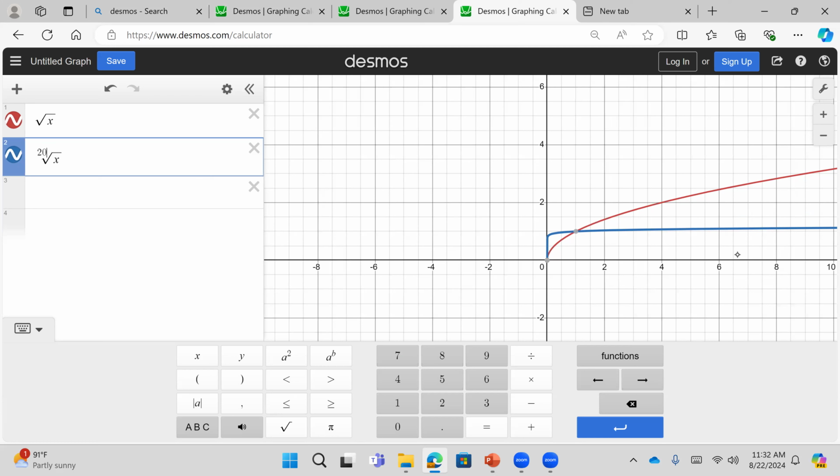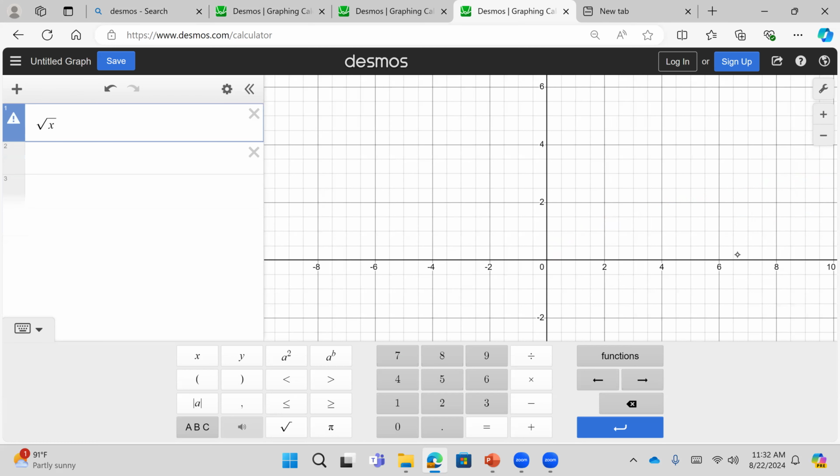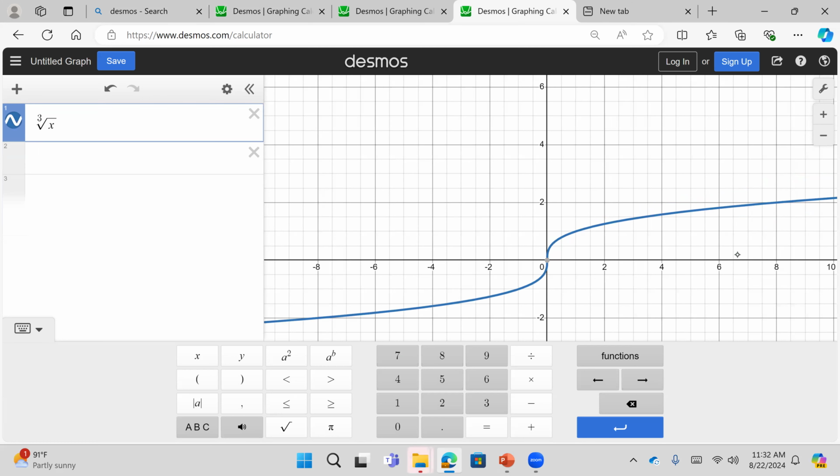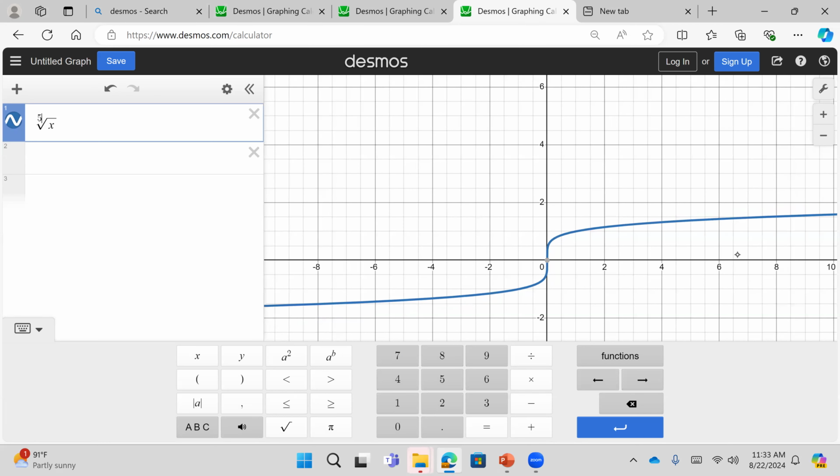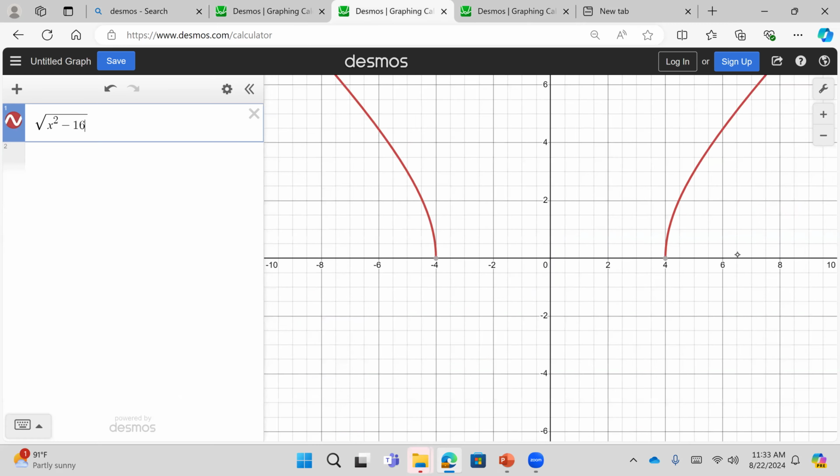Okay? Now let's do odd ones. Let's do odd. So let's get rid of this. Here's an odd root. That's what that looks like. If I do another odd root like 5, looks very similar. That's what odd roots look like. Okay? Now let's look at some more graphs.